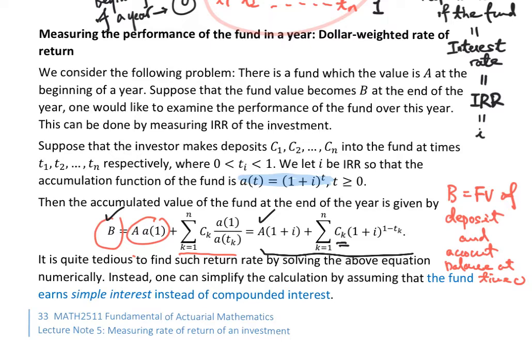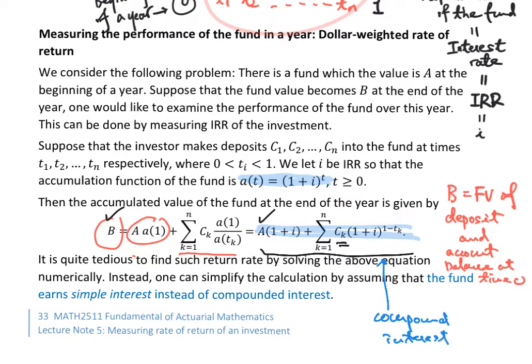So what we are going to do is, instead of using Newton's method, is there any other way to find an easy answer for this I? In order to do that, we will make some simplification to this equation. Remember, when we calculate the interest earned by this fund, or when we develop this equation, we have made one assumption, right? That is, we assume that the fund earns compound interest.